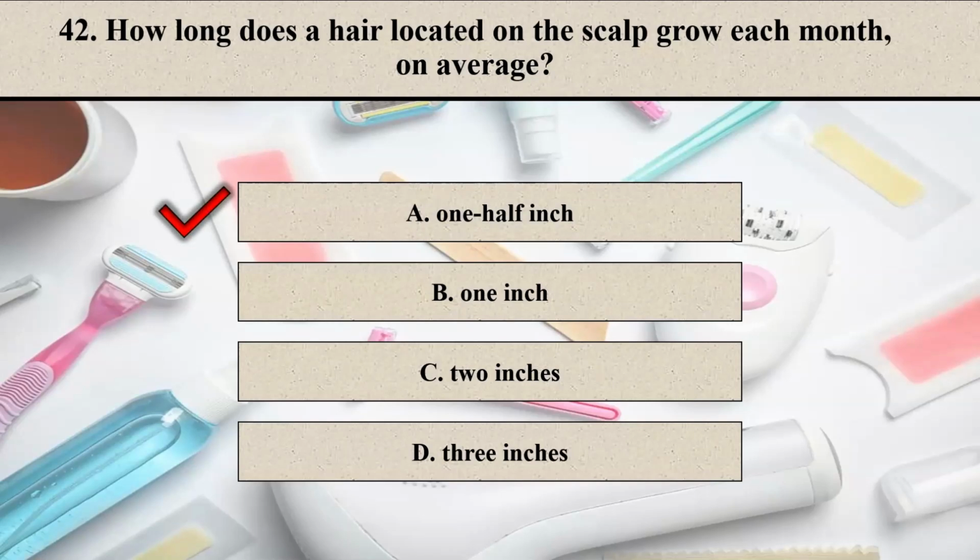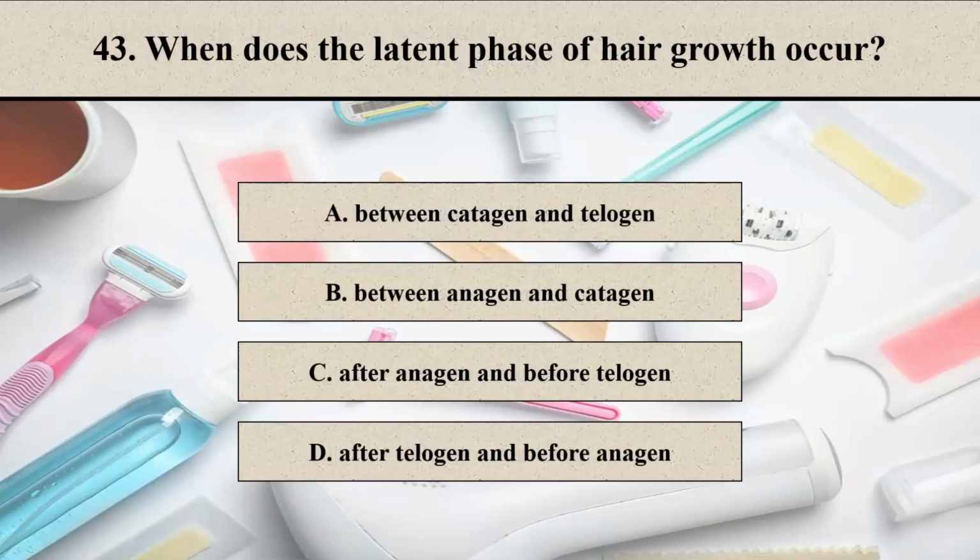If you chose A, 1/2 inch, you are correct. When does the latent phase of hair growth occur? Is it between catagen and telogen? Is it between anagen and catagen? Is it after anagen and before telogen? Is it after telogen and before anagen?